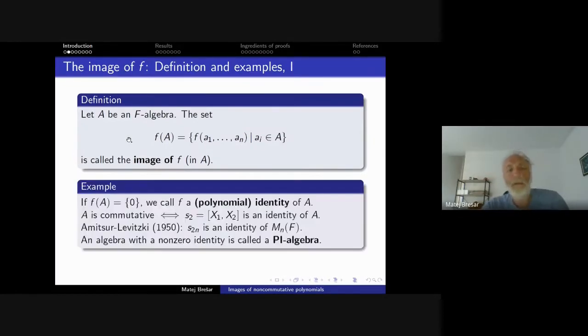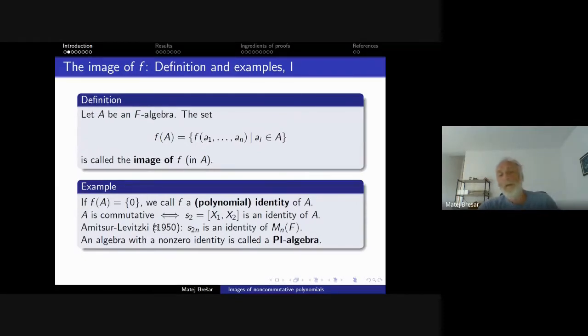So let's take a look at a couple of examples. It may happen that this image is trivial, so that it consists of zero only. In this case, we say that f is a polynomial identity of A. For example, if A is a commutative algebra, then the commutator is a polynomial identity of A. A much deeper result is the famous Amitsur-Levitzki theorem, an old theorem, which says that the standard polynomial of degree 2n is a polynomial identity of n by n matrices.